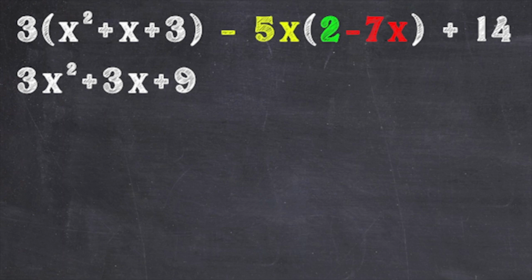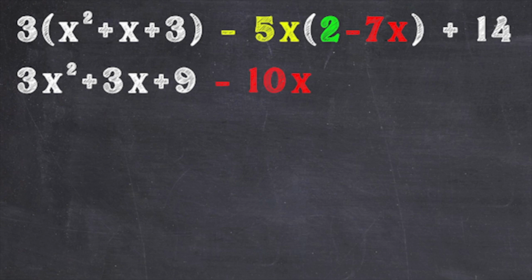Notice that 5x has a minus sign in front of it in the expression, which means we will multiply the terms inside the parentheses by negative 5x. When we use the distributive property, always pay attention to the signs. So we'll multiply negative 5x and 2 and negative 5x with negative 7. Negative 5x times 2 gives us negative 10x.